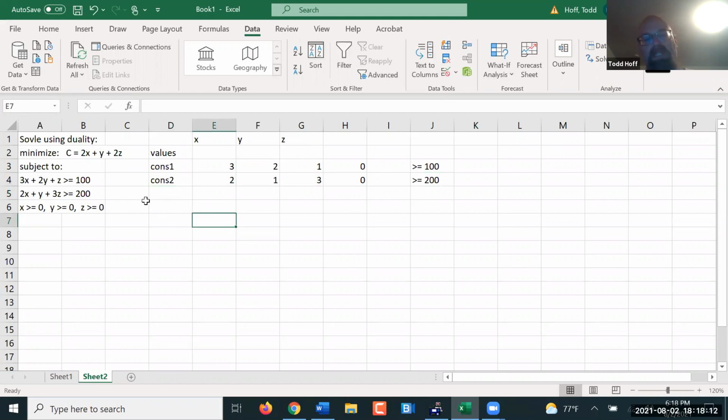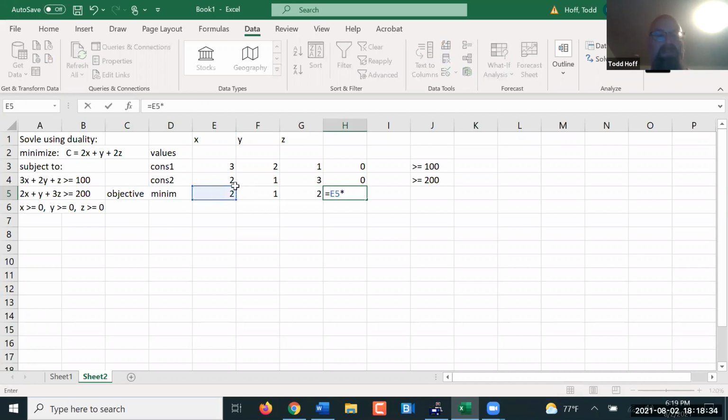And that's all I really need. I don't need my trivial constraints because that's addressed. My objective function is going to be to minimize 2x plus 1y plus 2z. Again, that value will be this coefficient of x times the value of x plus this coefficient of y times the value of y plus this coefficient of z times the value of z. I'm just going to make a note here that I want to minimize that.